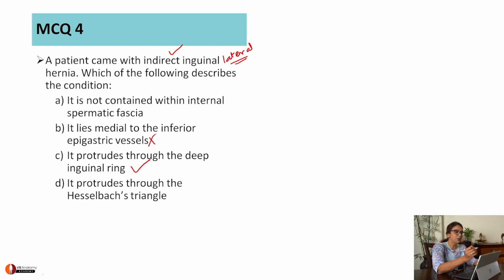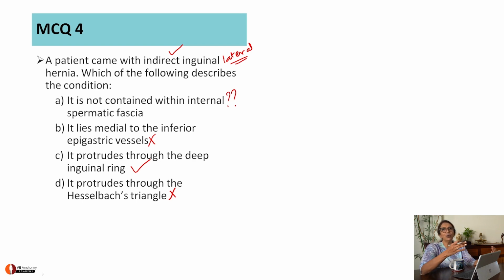Yes. It protrudes through the Hesselbach triangle. No. Who protrudes through Hesselbach triangle? Always it's the direct inguinal hernia. So we were not sure about this. We were not sure. But we found that C is the correct option.